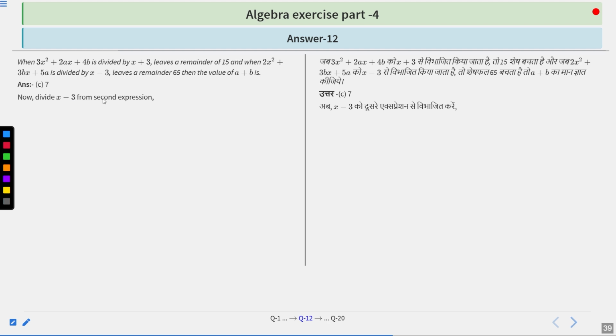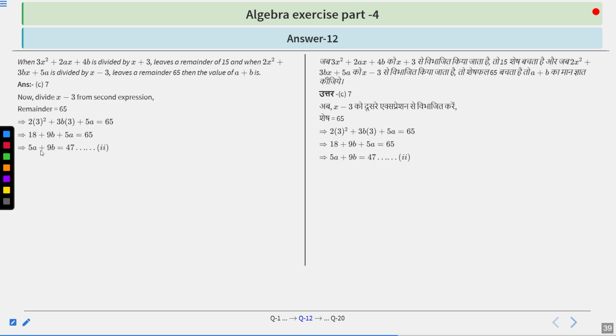Now divide the second expression by x minus 3. The remainder was 65. So putting the value of x equal to 3 in the second expression, we get 2 into 3 square plus 3b into 3 plus 5a equal to 65. 3 square is 9, 9 into 2 is 18, plus 3 into 3 is 9b, plus 5a equal to 65. Then we have 5a plus 9b is equal to 65 minus 18, which is 47. That is equation 2.